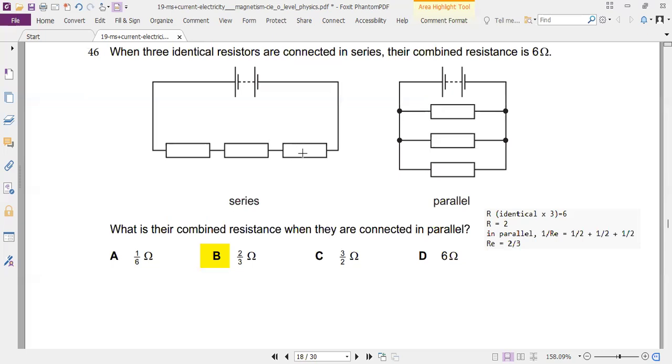So this is the series. This is the 2 series. If series gives you 6, that means each is 2. Connect all three 2 ohm resistors in parallel should give you 2 over 3 ohms.